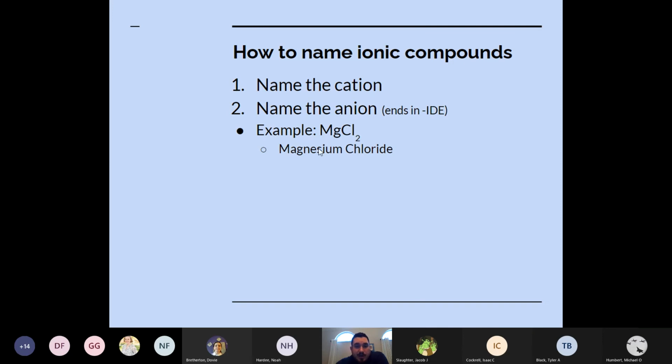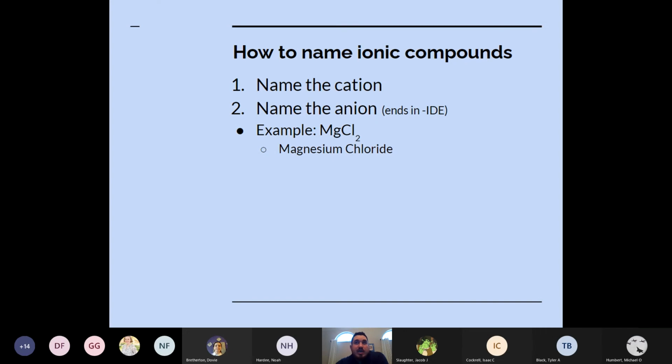There's no change to it. Magnesium. And then we have chlorine. But since it's a bond and it's an ion, we're going to change that chlorine to chloride. So it's IDE. Most of the nonmetals end in INE for their name. Fluorine, bromine. You're going to change those names to ide. Fluoride, bromide, chloride. Now you have to watch out for the weird one like oxygen.